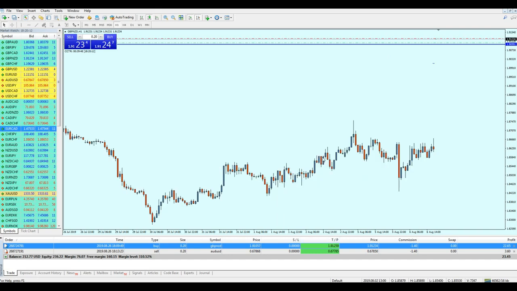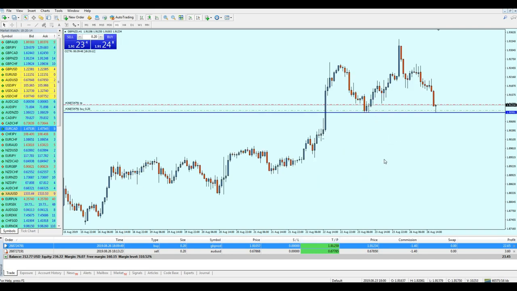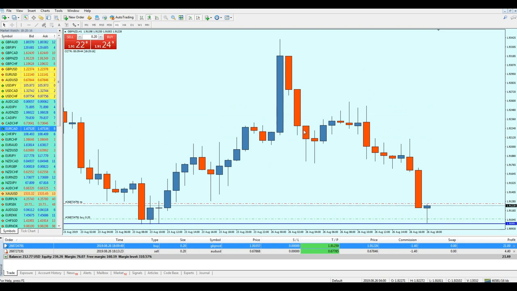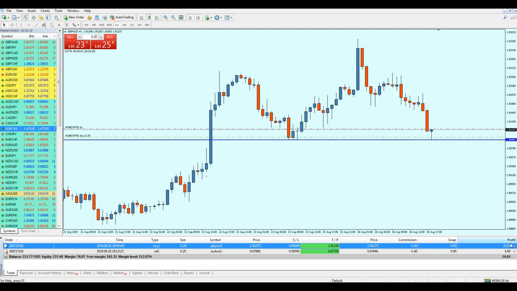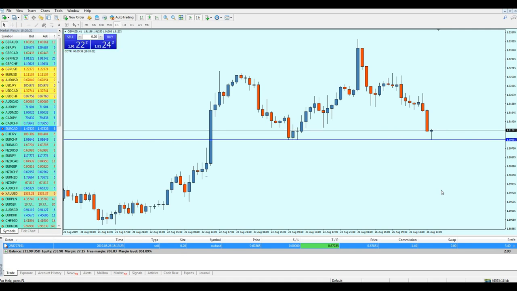I will be careful. By the way, this one is approaching the take profit. Very nice. GBP NZD. I will not be greedy. I will just close it with a profit, because there is still a chance that the market might actually reverse against me and I will lose it. Because again, I'm just aiming for the reversal from this trade.